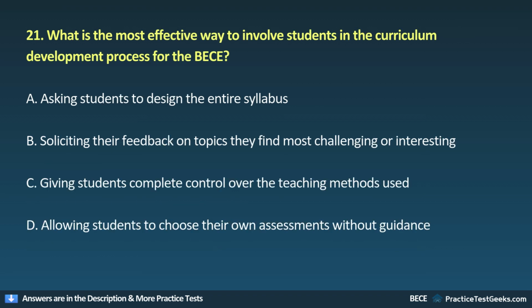21. What is the most effective way to involve students in the curriculum development process for the BECE? A. Asking students to design the entire syllabus. B. Soliciting their feedback on topics they find most challenging or interesting. C. Giving students complete control over the teaching methods used. D. Allowing students to choose their own assessments without guidance.